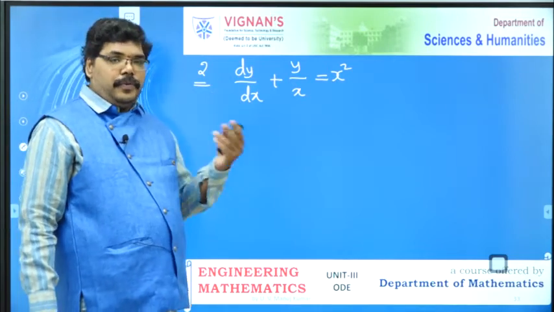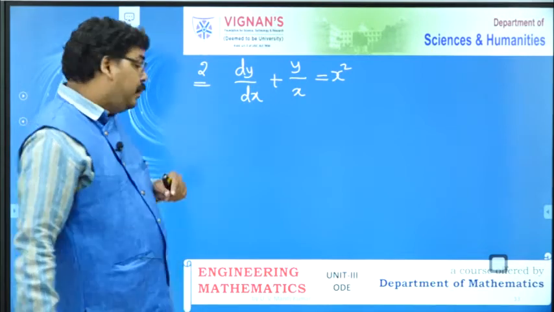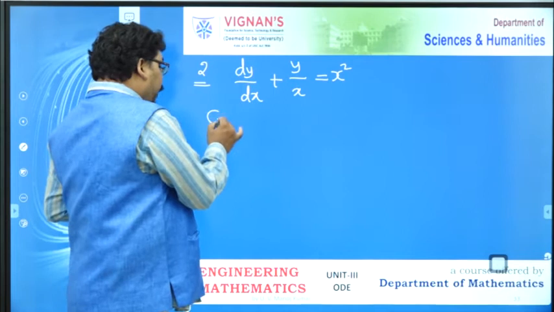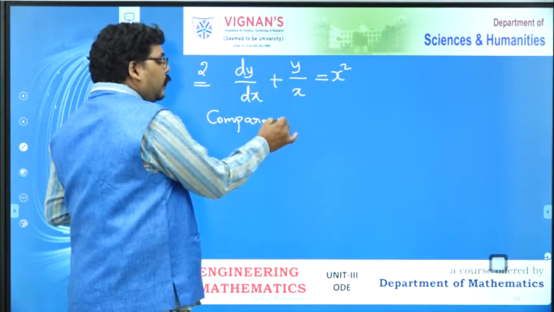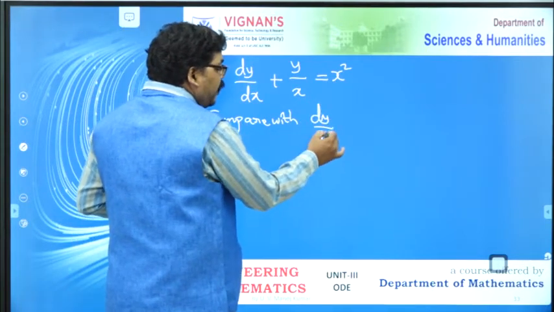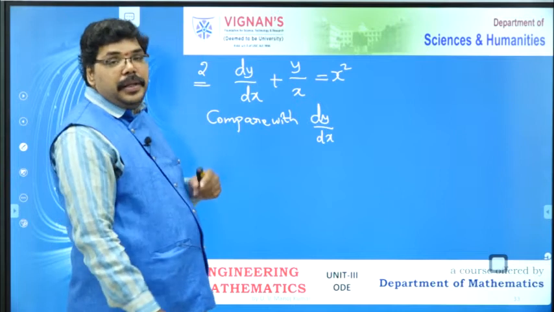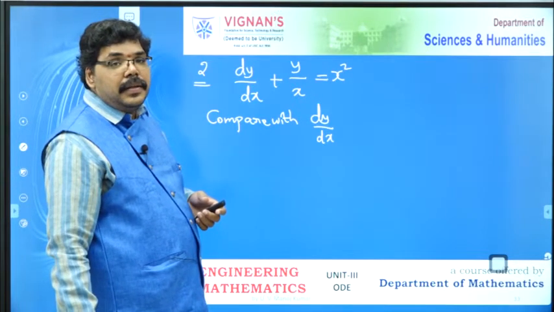Is it linear? We have to check. So how to check? Compare with the standard form. I am writing the standard form. You recall the standard form. What is the standard form of a linear differential equation?